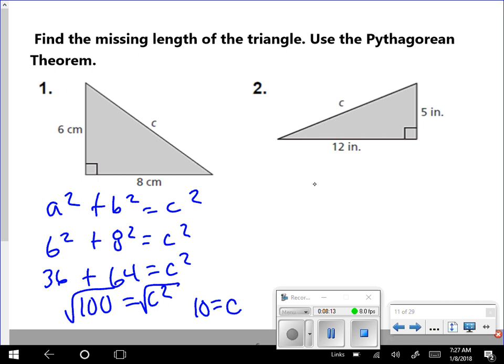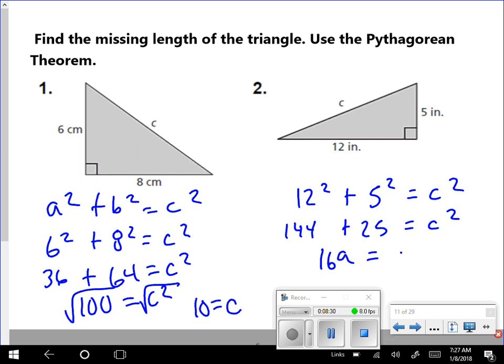Okay, same idea for this one. A squared plus b squared equals c squared. So we'd have 12 squared plus 5 squared equals c squared. So we get 144 plus 25 equals c squared. We've already done this exact same problem, so that's always good practice. And then we get 13.